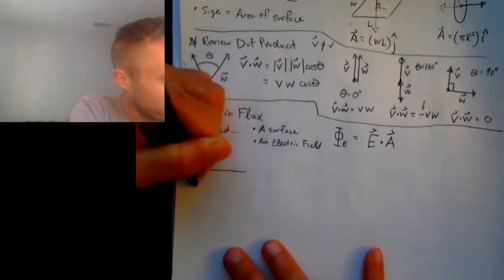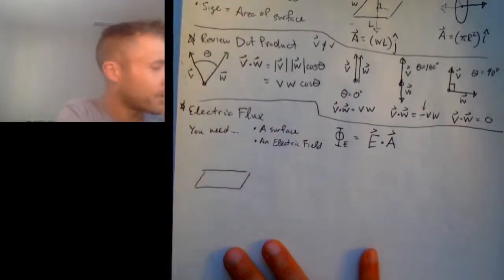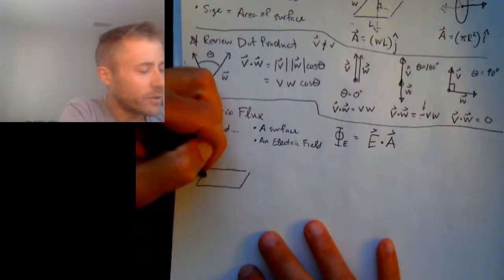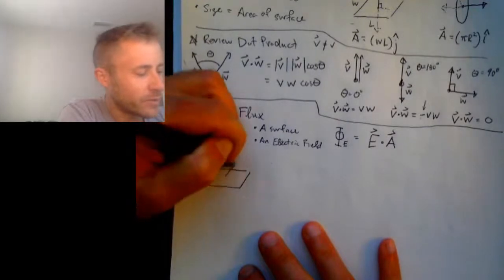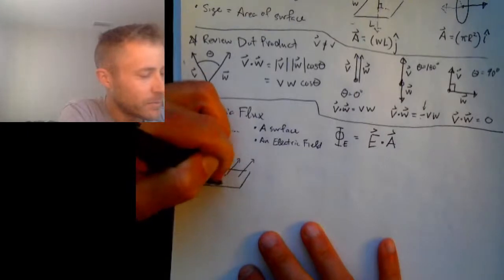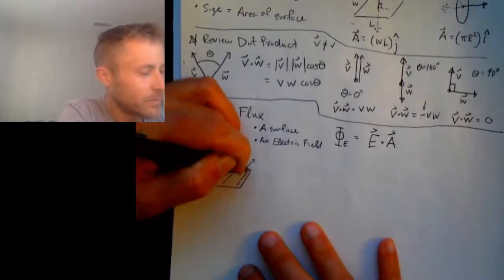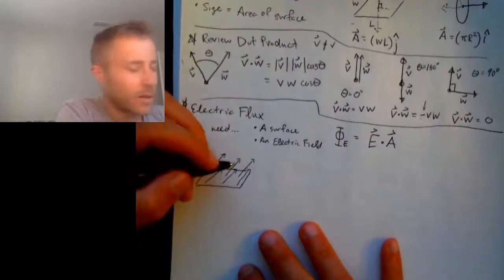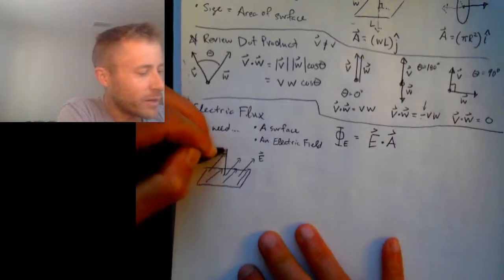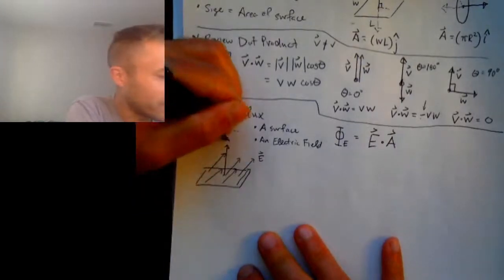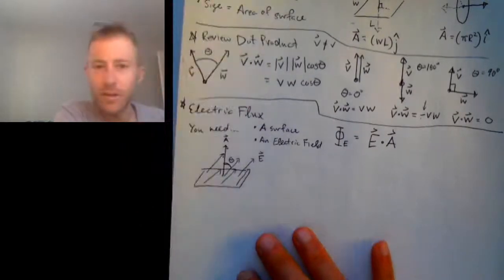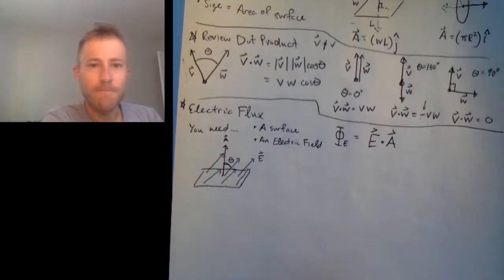Here's the surface. All right. The electric field is defined on that surface. Okay. So there's the electric field. And then the area vector is pointed perpendicular to that surface, so that there's a certain angle between that electric field and the area vector. Okay.